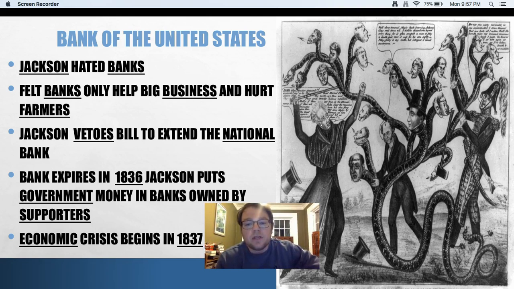One of the other reasons why Jackson did this is something we're going to get into on Thursday about how he ran his government. He took government money out of the national bank and he put it in banks owned by his supporters. He was very big on giving jobs and giving things back to the people who supported him, and many people thought that led to corruption during his presidency.